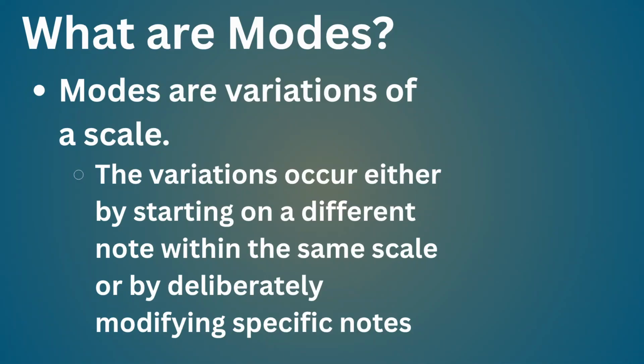So for a quick recap, let's take a look at what a mode is. A mode is a variation of a scale that starts on a different note that creates a tonal center and a different emotional flavor. Now let's take a look at the first framework.